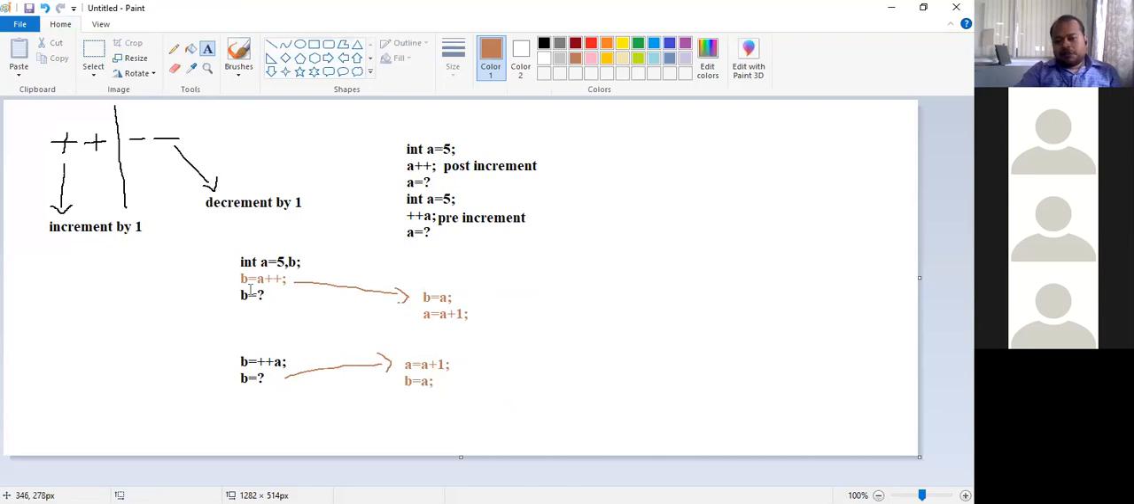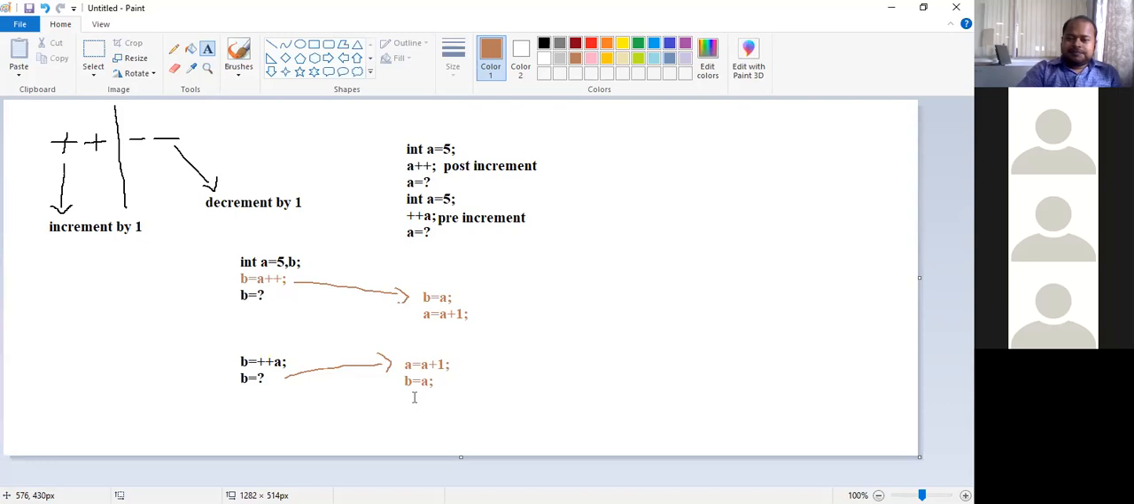That's why there is the concept of post-increment and pre-increment. Post means it will happen later, pre means it will happen first. So first we increment the value of A. Now the value of A is 6. Then it is assigned to B. So for this case the value of B is 5, and for this case the value of B is 6. Is it clear?